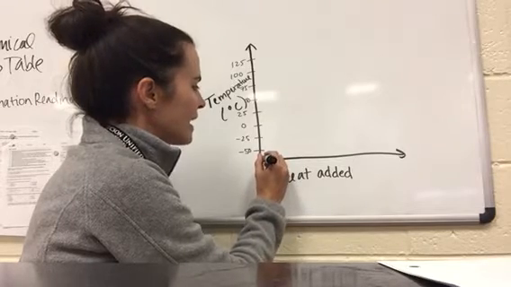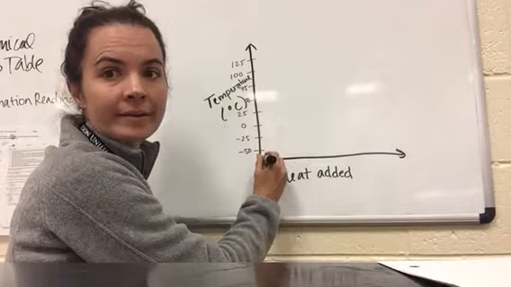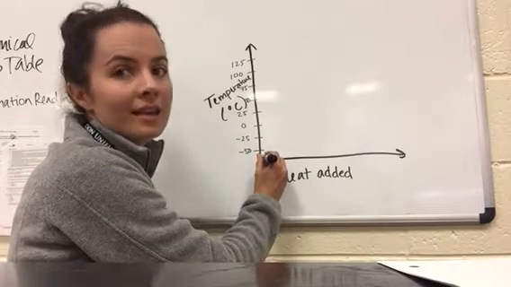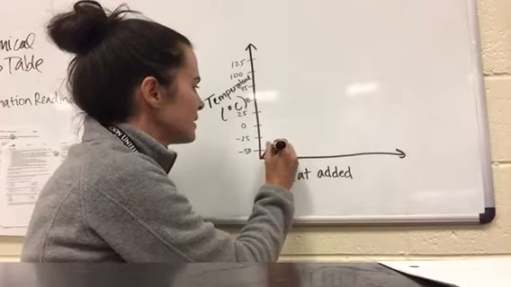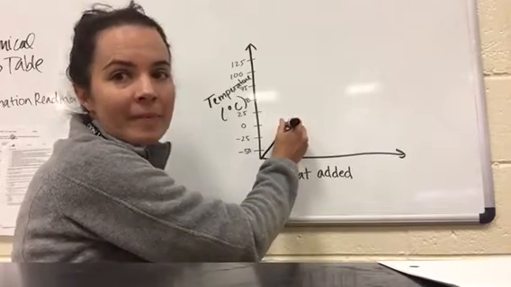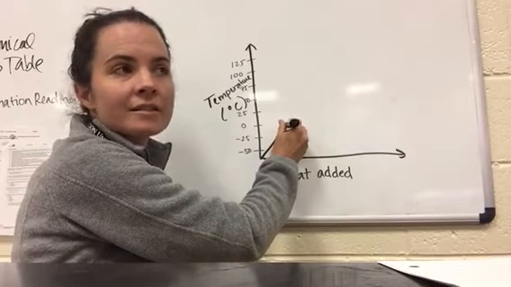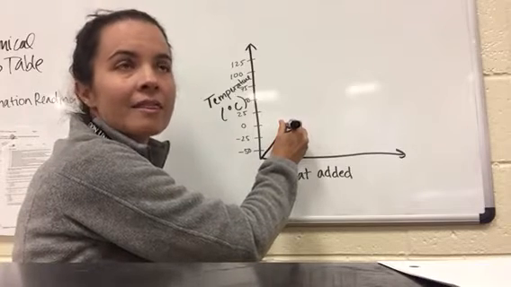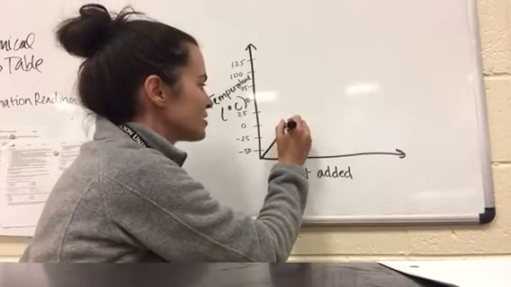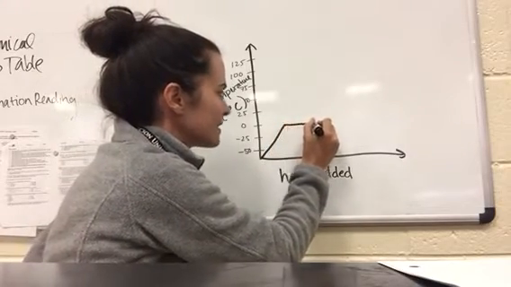And as you add heat, what's going to happen to the temperature? Well, when you add heat to anything, the temperature usually increases, right? So it's going to increase until it gets to 0. Now, why does it stop there? Because we usually think that if we keep adding heat, the temperature is going to keep going up, but it doesn't. It actually stops there and it goes flat.